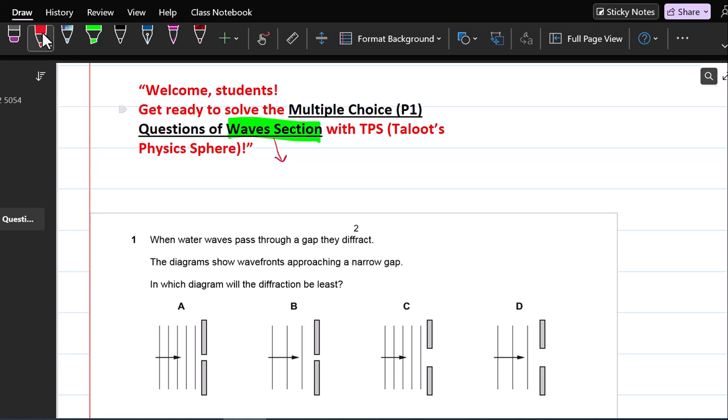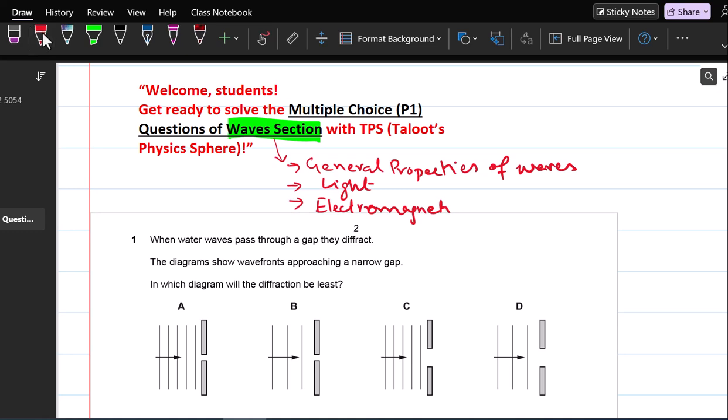In this section we are going to cover general properties of wave, we are going to cover light, we are going to cover electromagnetic spectrum, and we are going to cover the last topic of waves, that is sound. So the complete waves section we are going to do.